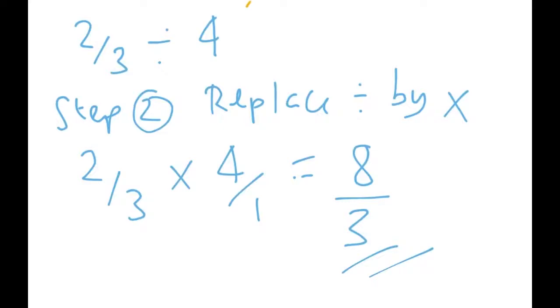If you need to simplify your answer, here we have 8 over 3. There's nothing that goes into both 8 and 3, so this is the most simple answer. We leave it as that.